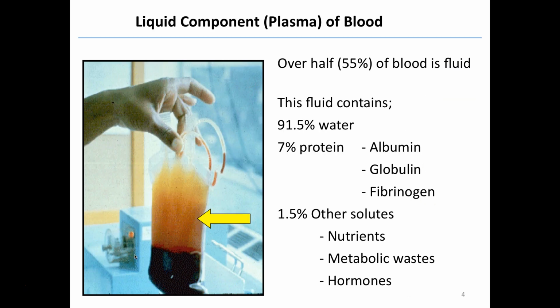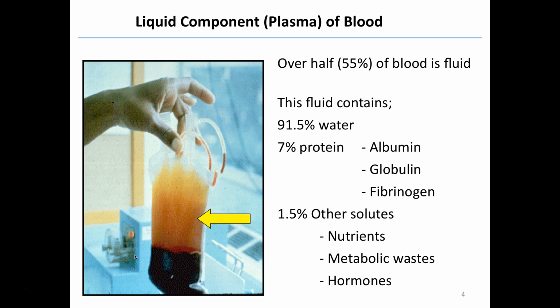So what is blood made up of? Well, it's approximately half fluid and the other half cells. When I say approximately, it's a 55-45% split. So the first component is plasma. That's the liquid component, the liquid matrix. And that constitutes about 55% of the total blood volume.